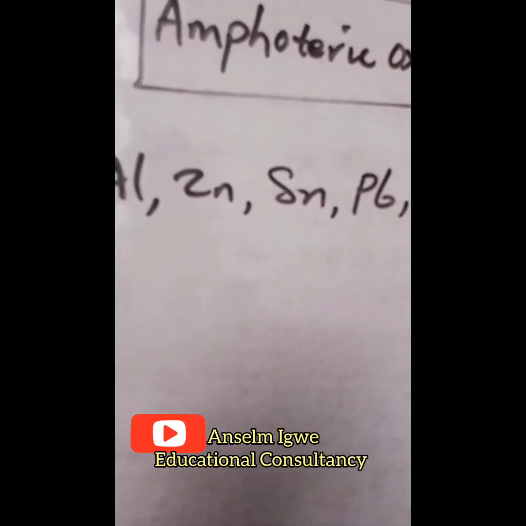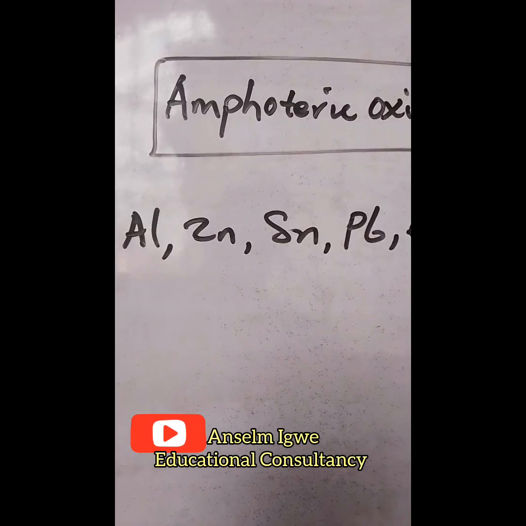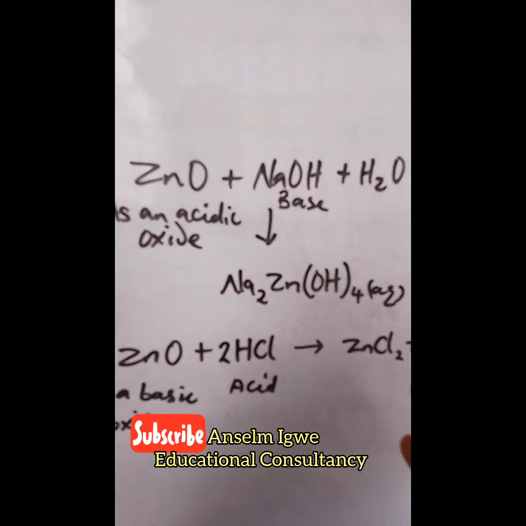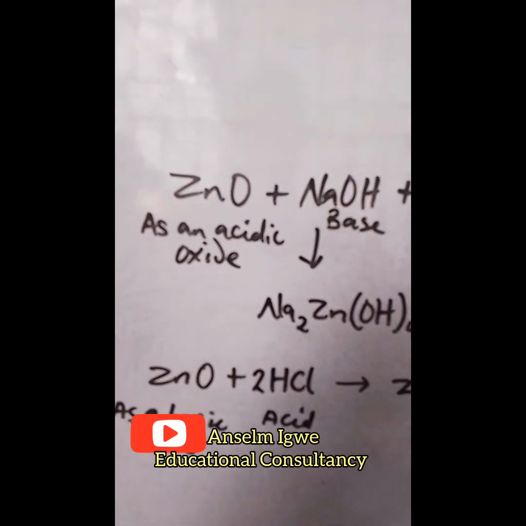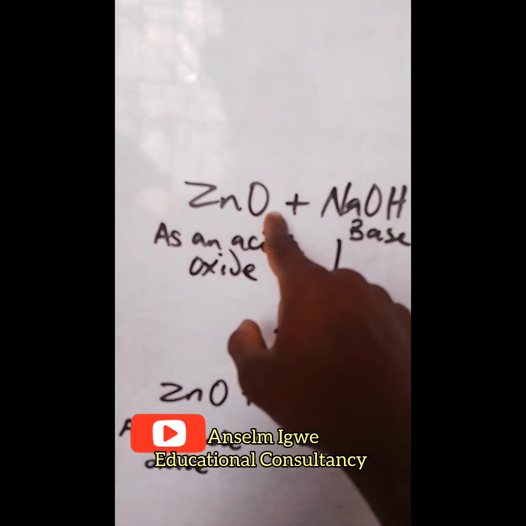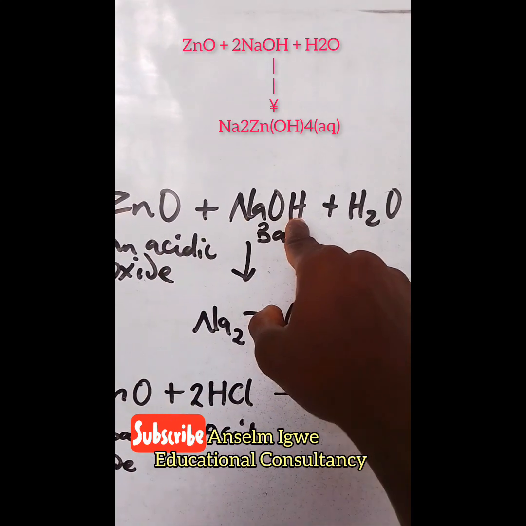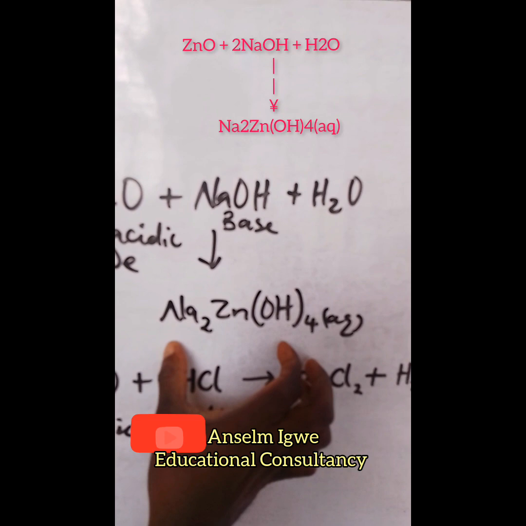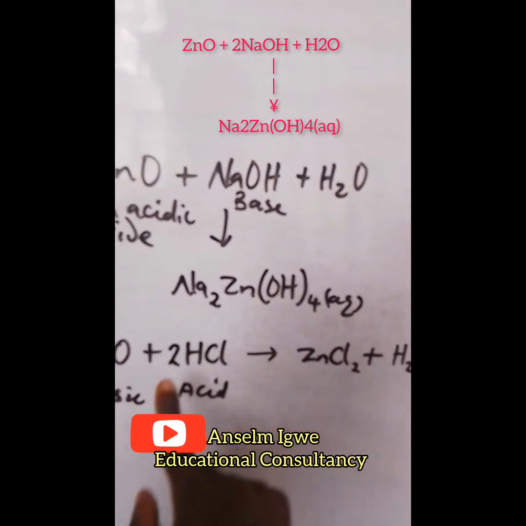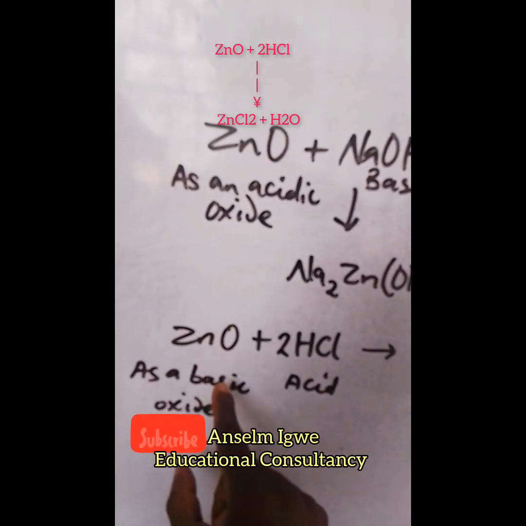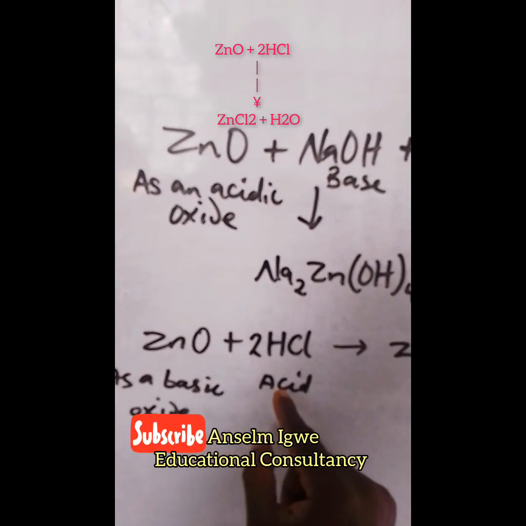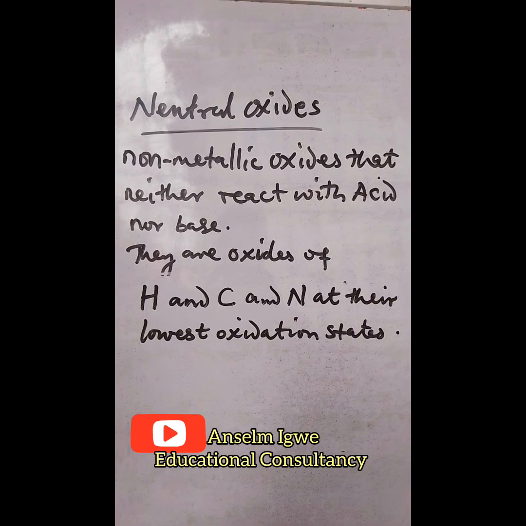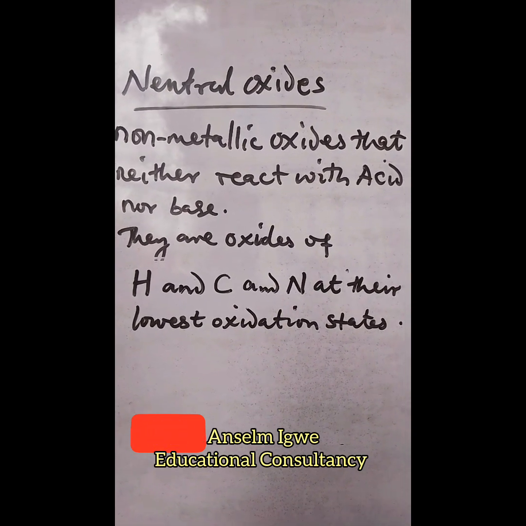So what do they do? They react with both acid and base to form salt and water. The pair of equations shows the amphotericity of zinc oxide. Here, zinc oxide behaves as an acidic oxide by reacting with a base in the presence of water to give a complex salt. Aqueous, there is water inside there. Here, the same zinc oxide is acting as a basic oxide by reacting with an acid to form salt and water.